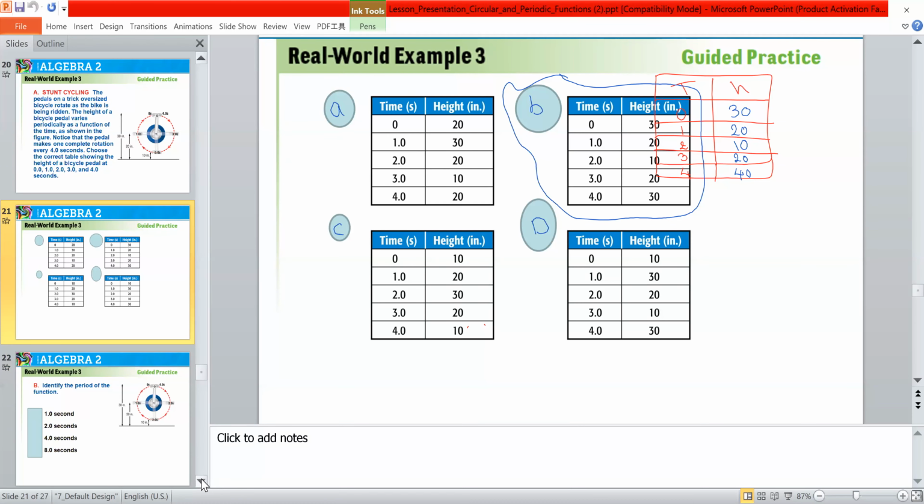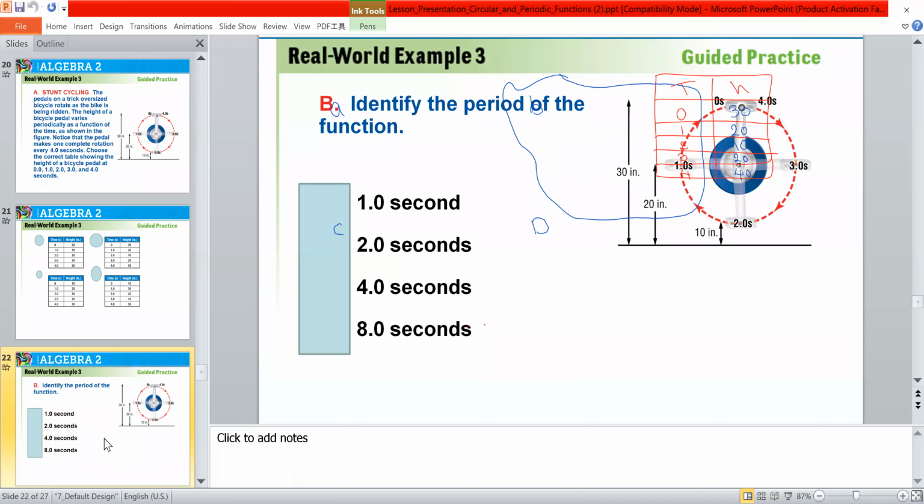Okay, I'm going to another example. Identify the period of the function.